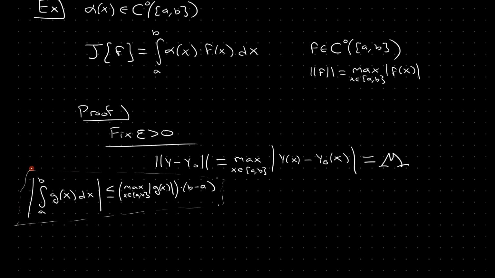This is a result from calculus 2. However, it's exactly what we need, because what we're looking at is the absolute value of J of y minus J of y naught, which is the same thing as the absolute value of the integral from a to b of alpha times y minus the integral of alpha times y naught, which is alpha of x times y of x minus y naught of x.